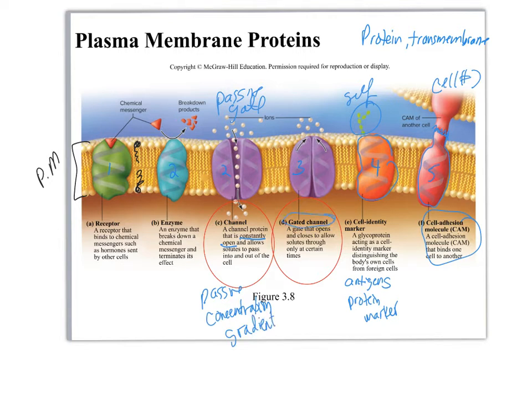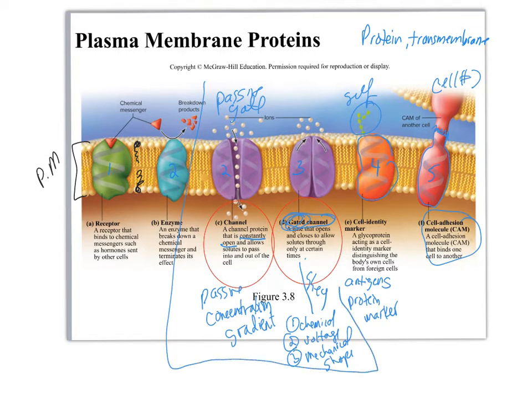And then you've got a gated channel. Gated channels are gated. You need a key. So what is the key? Well, your key could be a chemical, or it could be a change in voltage, or it could be a change in mechanical shape. All right, you need to be familiar with all of these gates. These are the two that are most relevant for this chapter: the passive channels and the gated channels. All right, next, let's move to the next slide.